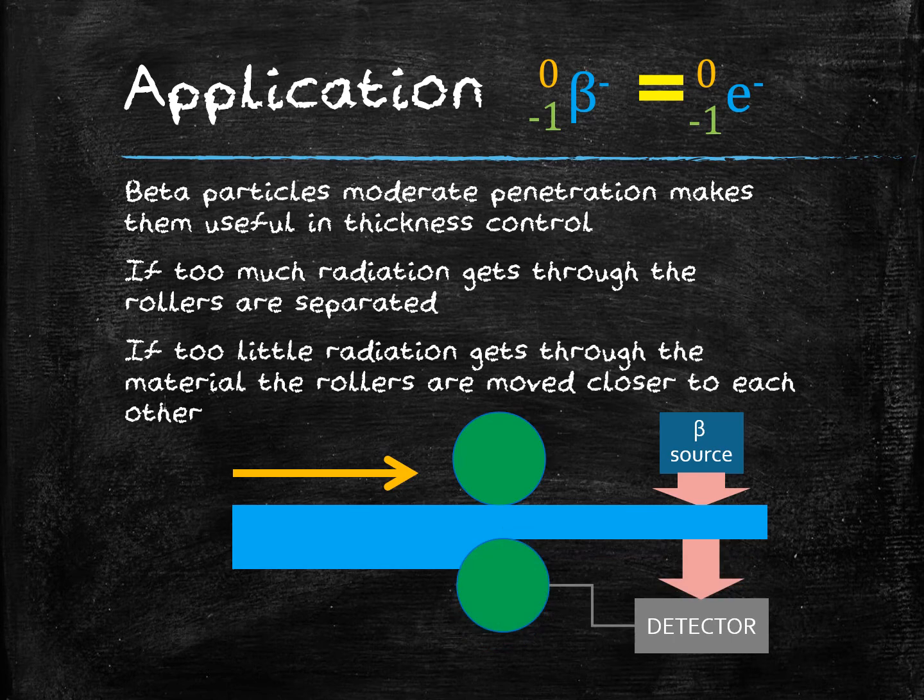When too little radiation gets through, the rollers can be moved closer together to each other, so again allowing more radiation through, and when the detector can sense the correct amount of radiation, it can stop adjusting backwards and forwards the two rollers, and that is the primary application for beta particles.